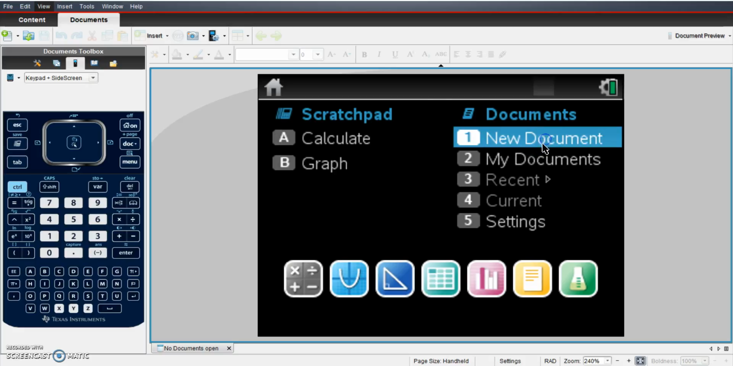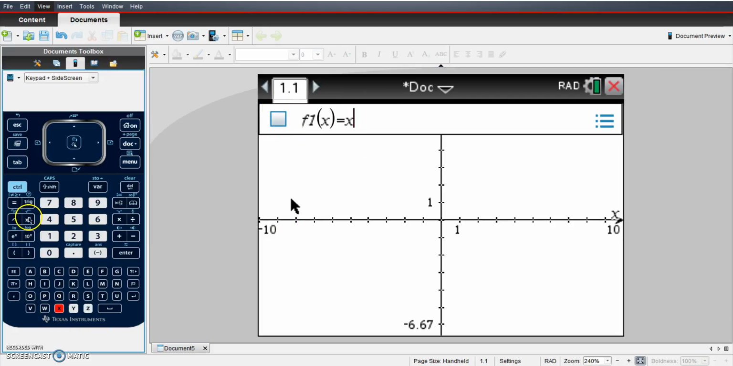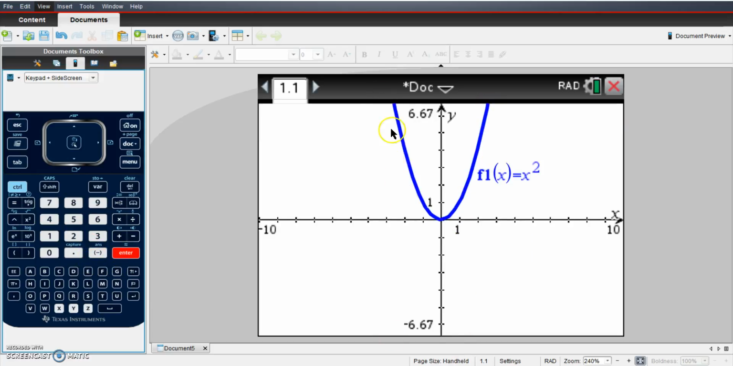Here I'm going to choose new document, add graphs. And here I'm going to type in that first function, which is f of x equals x squared, and I'm going to hit enter. And as you can see, that parabola pops up. This is also the parent function of x squared. And I'm going to leave this here throughout the duration of this video, so that way we can see the different types of transformations that are being done to f of x.